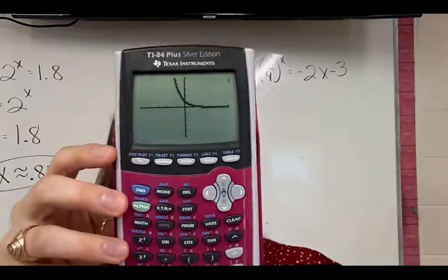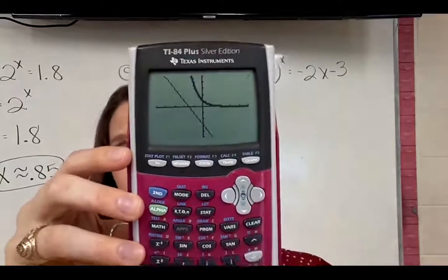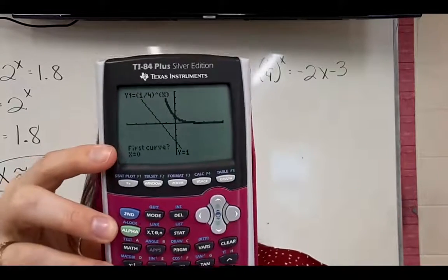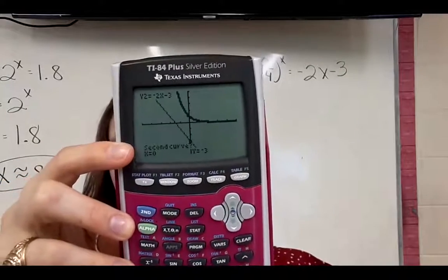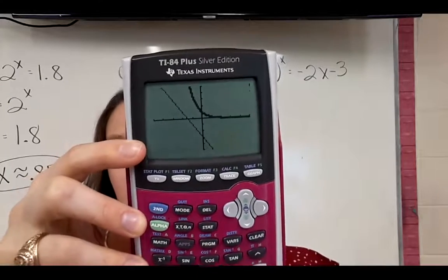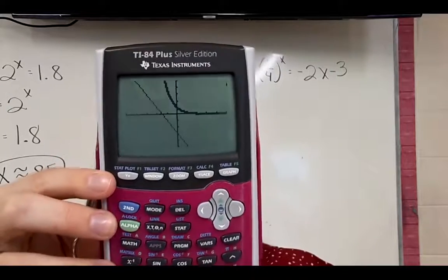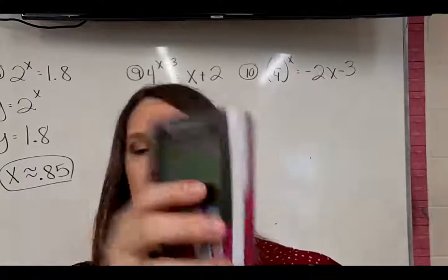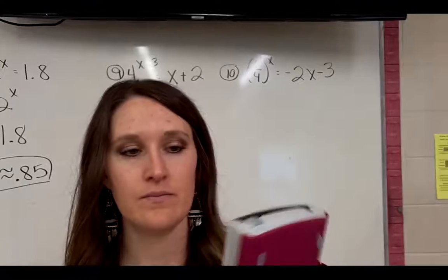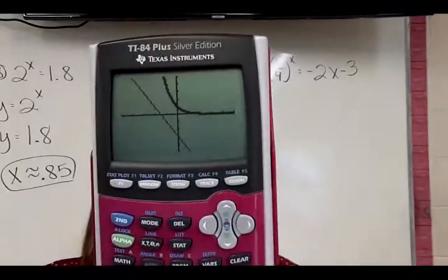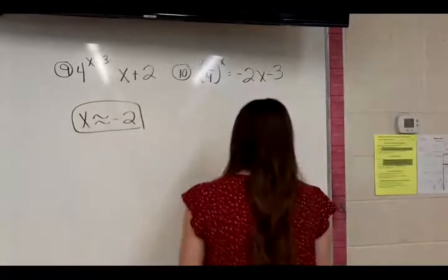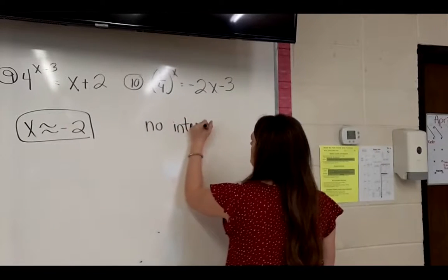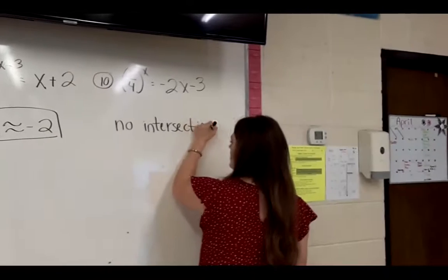And it should look similar to that. If yours doesn't look just like this, it just means your window is set a little different. So hit enter for, do you want to guess the first curve? Yes. Guess the second curve? Yes. Guess intersection. And it's going to give us this page, error. Because if you notice on the graph, they don't touch. They're not going to. So there is nowhere. So this one has no intersection. Or you can't solve. No solution.